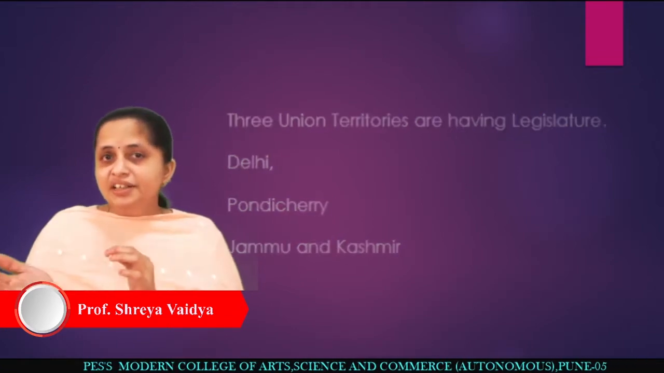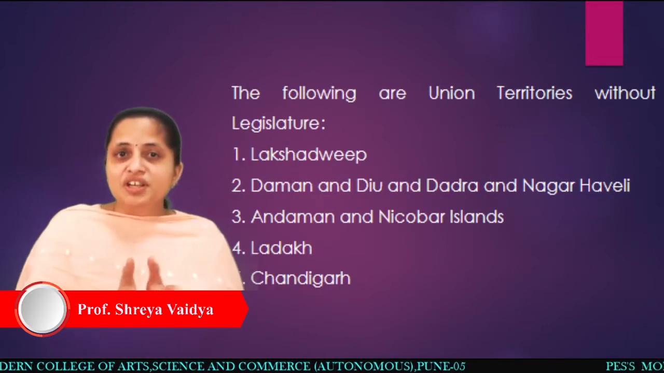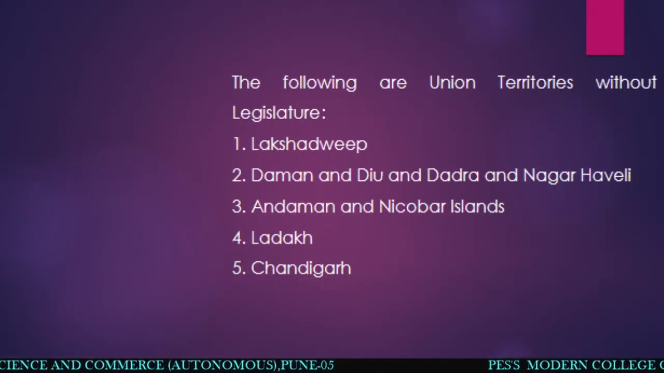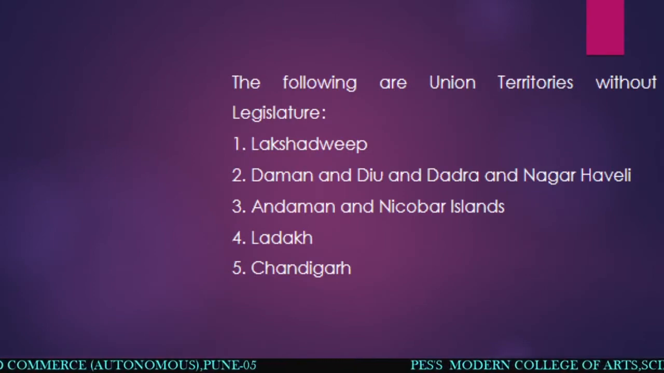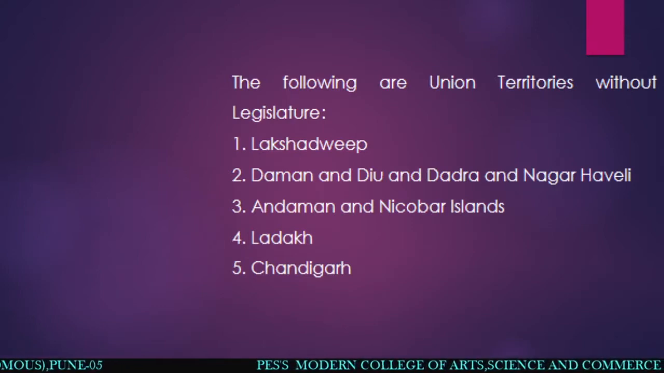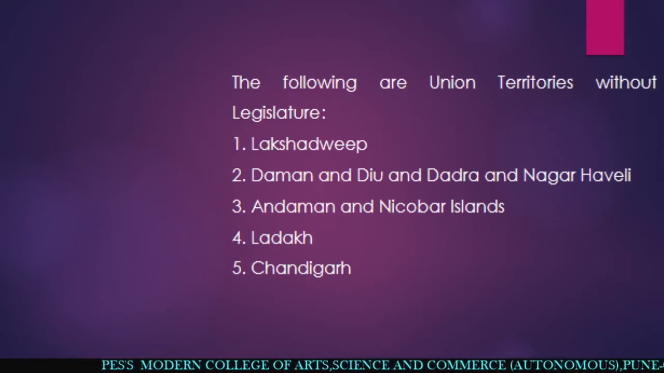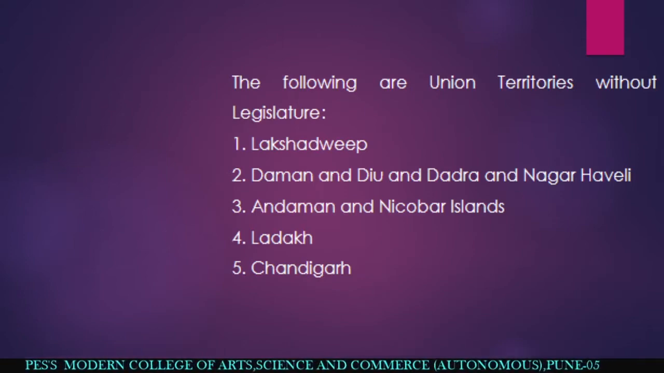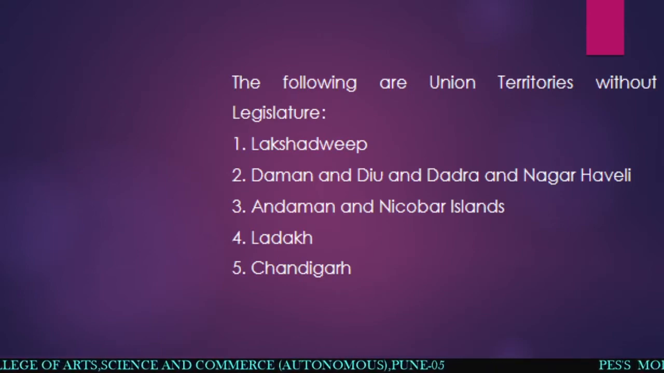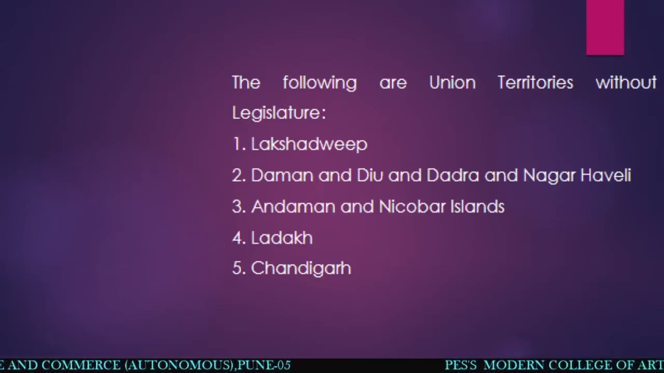While in union territories without state legislature, central GST will apply to the whole of India, and hence it would be applicable to all union territories with or without legislature. Now there are 5 union territories which are without legislature, that is Lakshadweep, Daman, Diu, Dadra, Nagar Haveli, Andaman Nicobar Island, Ladakh and Chandigarh. Now what is the basic definition of union territory?